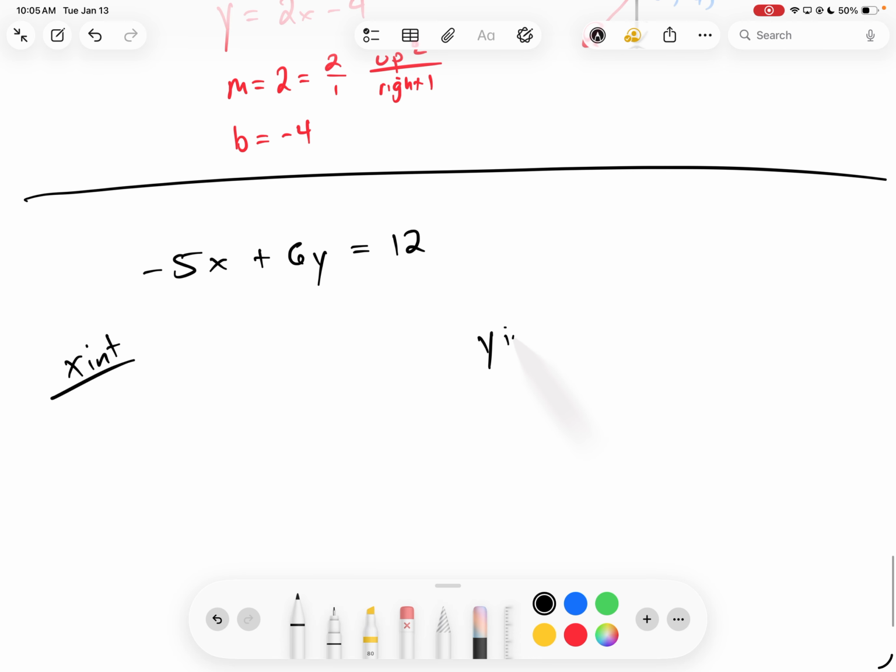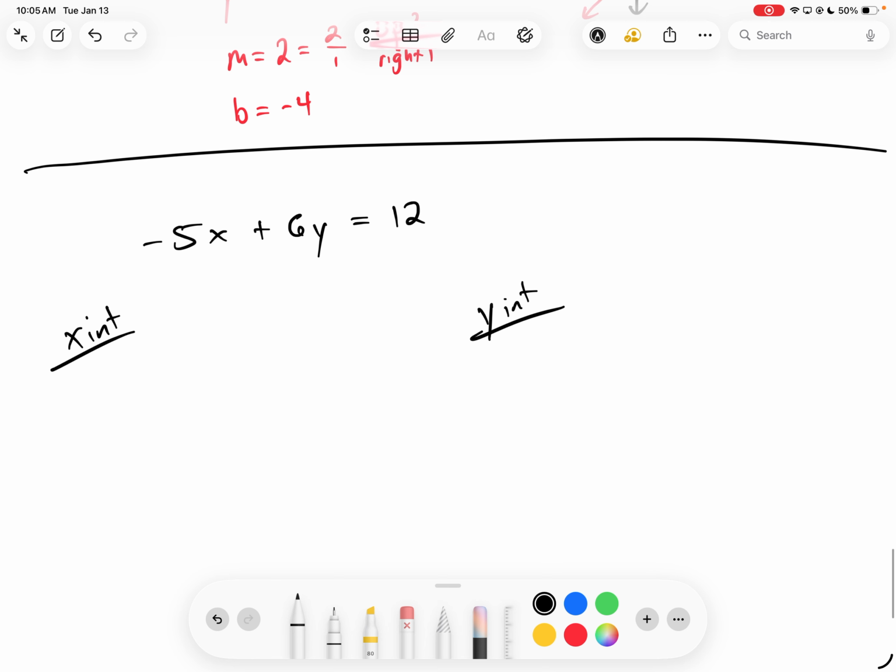Probably the last one. Take that equation and find the x-intercept and the y-intercept.